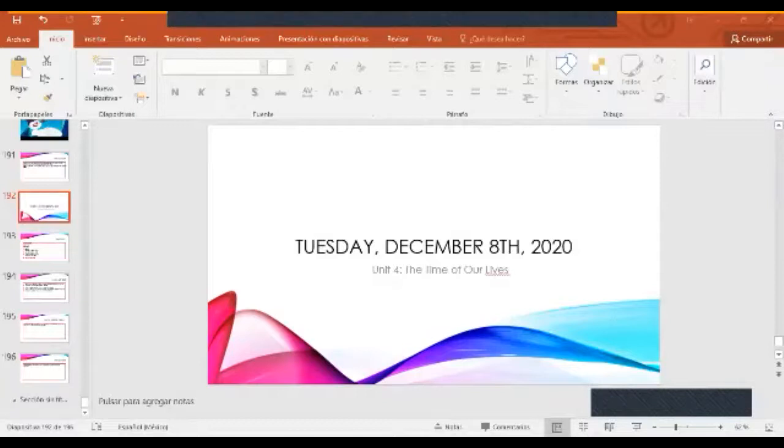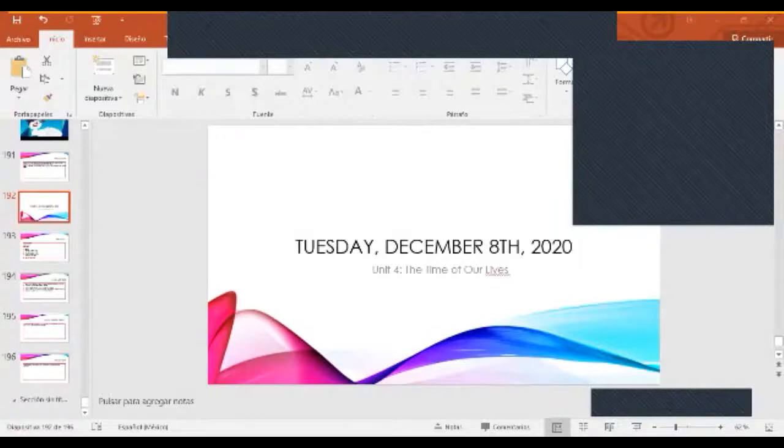Today we are going to begin Unit 4, The Time of Our Lives. Today we are going to learn about different clocks, how to identify time, and how clocks are around the world. So first thing we are going to do is learn about clocks and time. We're going to watch a video about how to tell time on an analog clock.